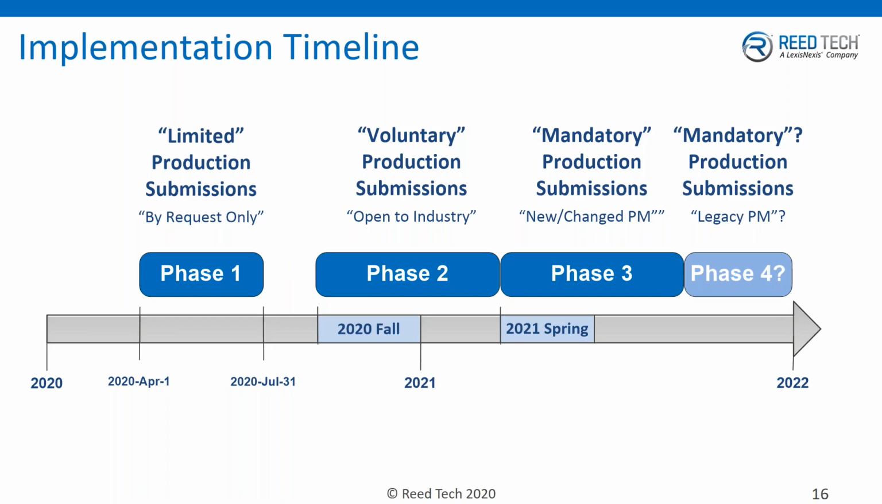One phase starts April 1st. I know that's April Fool's Day. I hope they're not kidding. But anyway, April 1 through July 31 is a period of time referred to as phase 1. And this is where, if you're interested in participating in this limited production, these are real live submissions, you would need to put a request in to Health Canada to participate.